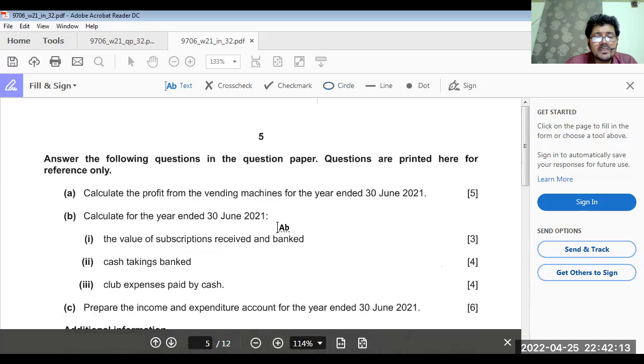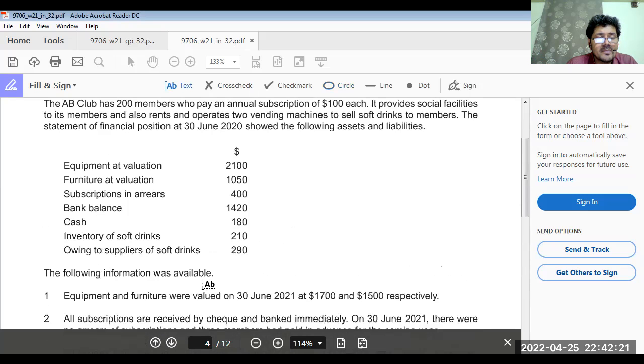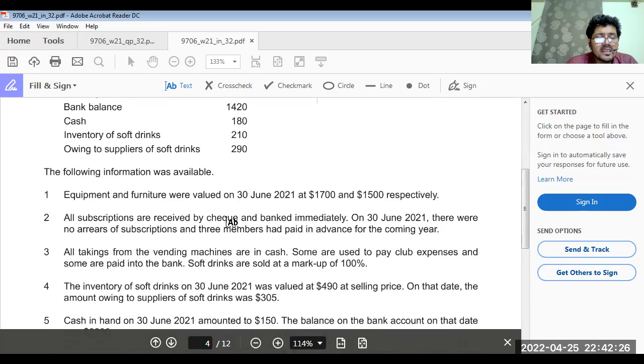Calculate the profit from vending machines for the year ended 30th June 2021. 5 marks. Okay. Now, all takings, this is a very important point for the first requirement. All takings from the vending machines are in cash. Some are used to pay club expenses and some are paid to the bank. Soft drinks are sold at a markup of 100%.